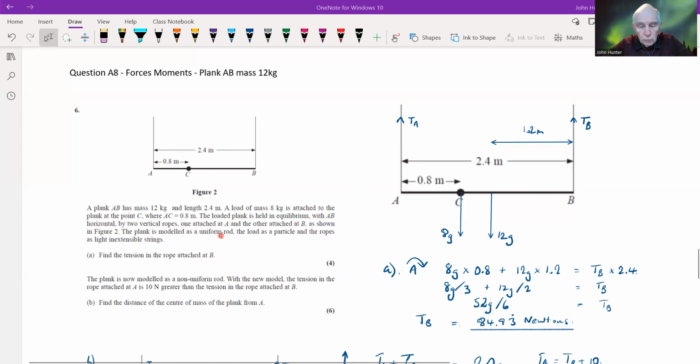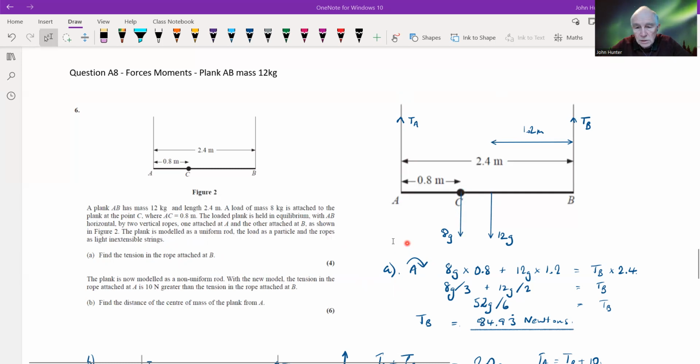The plank is modeled as a uniform rod, as we've said. The load is a particle. That's a simplifying assumption. It means that the weight is acting just from one point, and the ropes are light inextensible strings, which means they don't stretch. But it also means that the tension is the same throughout. Okay, so the first part is find the tension in the rope attached at B.